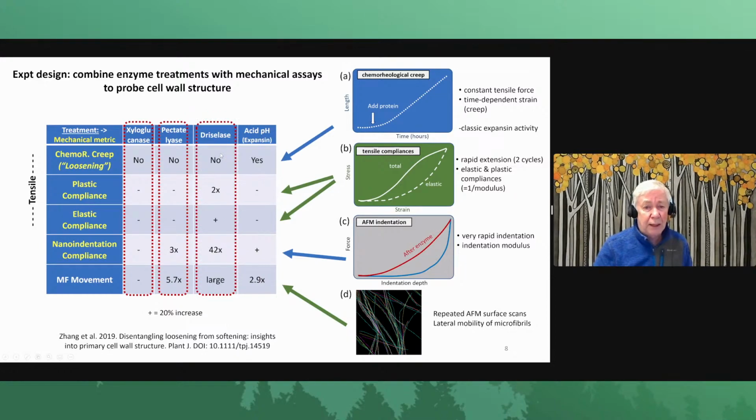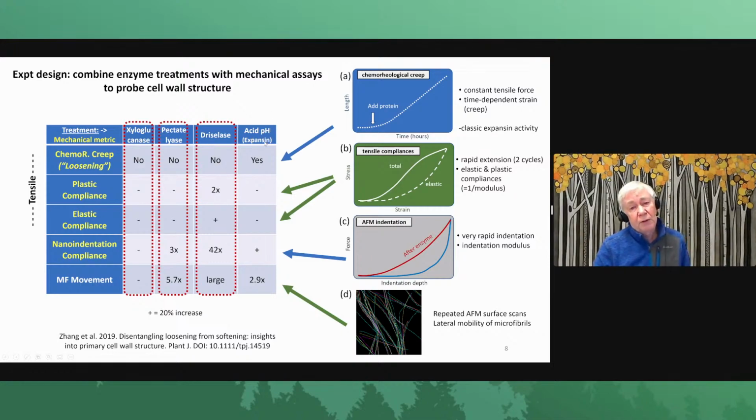Third treatment here is driselase. Driselase is a complex fungal enzyme mixture that digests practically everything in the cell wall. Of course, the matrix gets digested first, and then eventually cellulose goes. Here we saw, as with the pectate lyase, large changes in the microfibril motions and in the nano-indentation compliance. We also saw some changes in the tensile compliances, but we did not see creep. So even though we're digesting most of the matrix pretty aggressively, we're not seeing the cell walls creep.